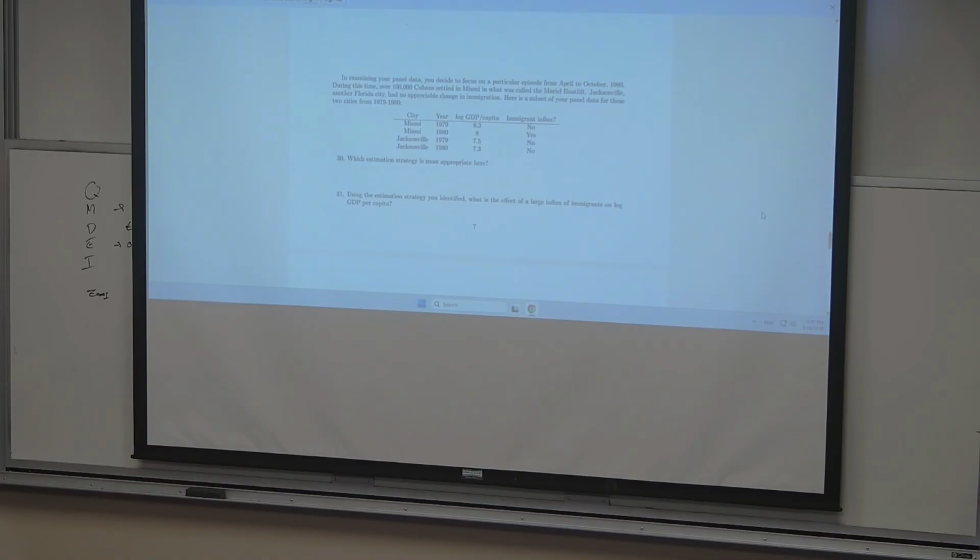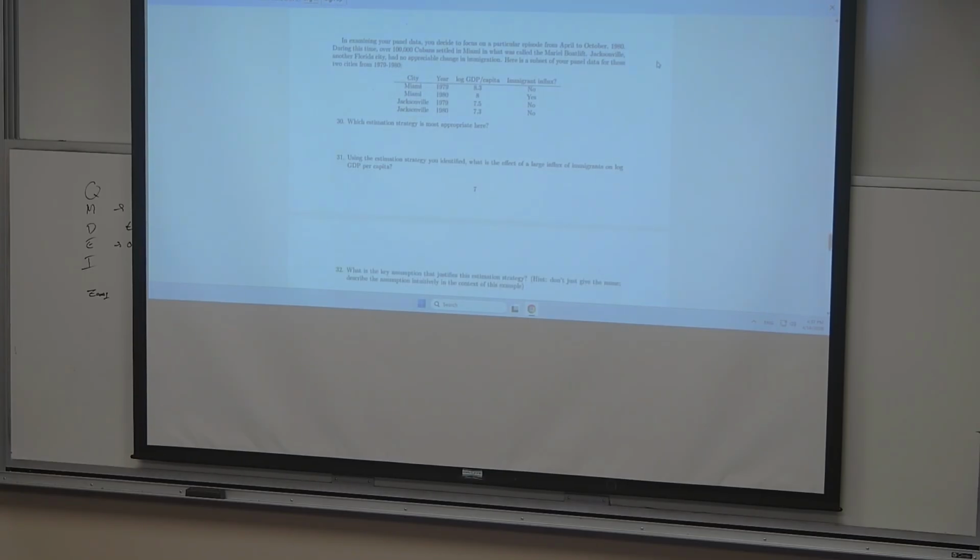In examining your panel data, you focused on a particular episode from April to October. During this time, 100,000 Cubans settled in Miami. Jacksonville had no appreciable change in immigration. Here's a subset of your panel data for these two cities. You've got Miami 79, Miami 80, and Miami had the influx, and then you've got Jacksonville 79 and Jacksonville 80. What's the assumption underlying diff and diff?